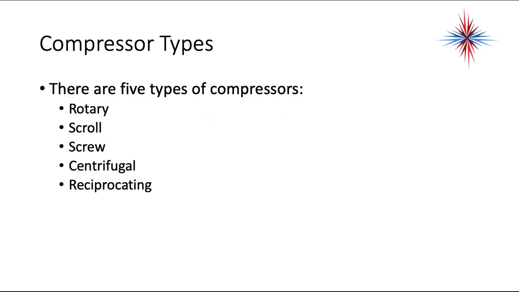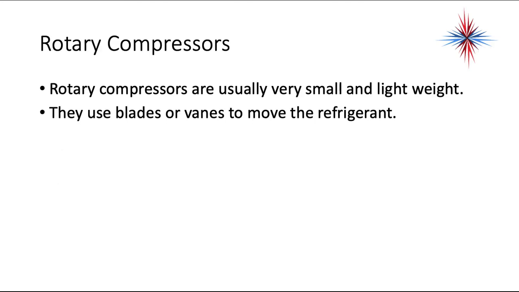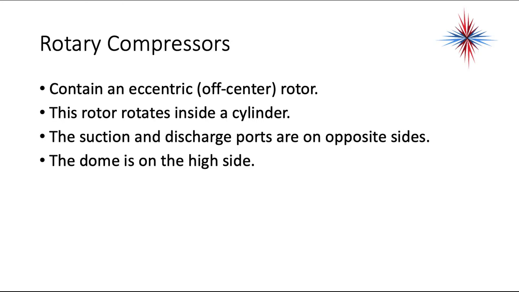So there's 5 basic types of compressors. We have the rotary compressor, we have a scroll, we have a screw compressor, we have a centrifugal compressor, and we have a reciprocating compressor. The rotary compressors are usually very small and lightweight. They use blades or vanes to move the refrigerant. They contain an eccentric, that's an off-center rotor. This rotor rotates inside of a cylinder. The suction and the discharge ports are on opposite sides, and the dome is on the high side.